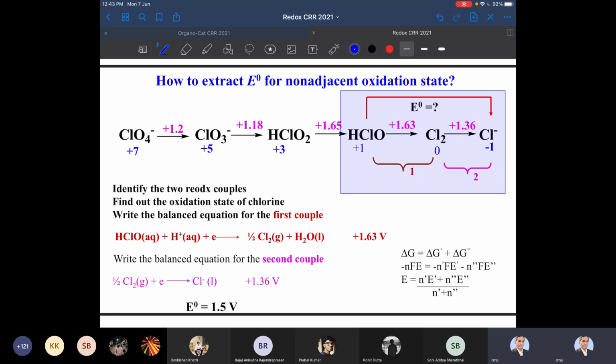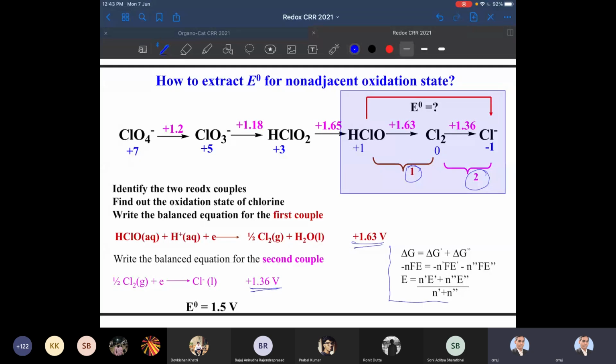You may be familiar with this one. You might have come across it and calculated it in a different way, but with the help of the Latimer diagram, how do you get it? Basically, identify the redox couple, it's given here. Now you have your redox couple 1 and redox couple 2. You have your 1.63 and then 1.36, which corresponds to the second redox couple.